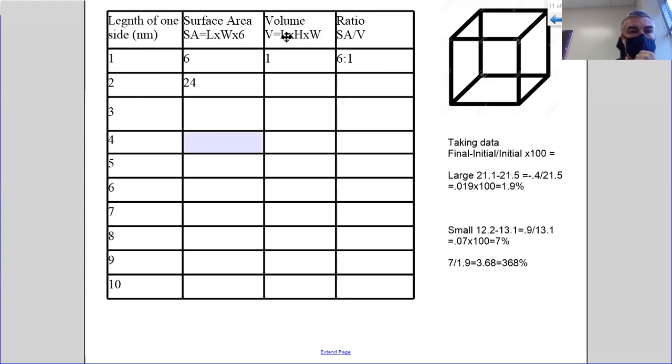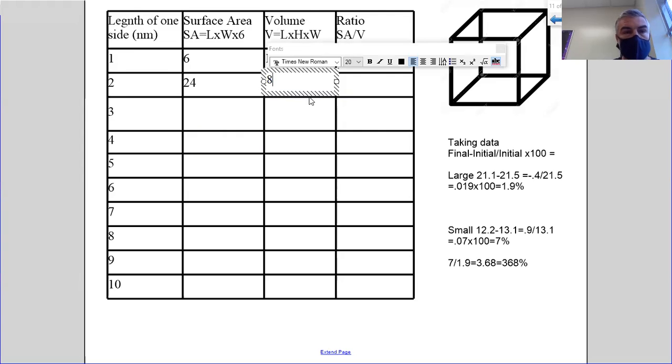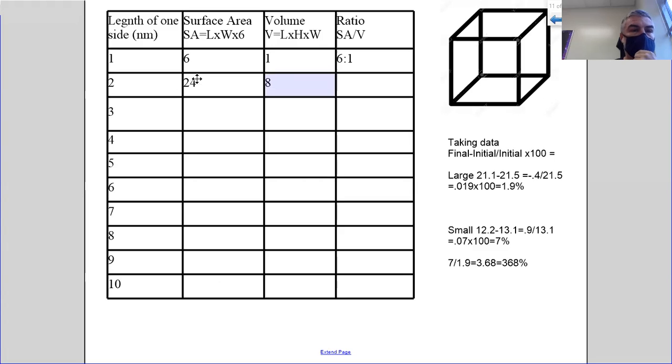Easy enough. And then length times width times height. So that's 2 times 2 is 4 times 2 is going to be 8. So now we've got our volume of our cube and the surface area of our cube. Now let's figure out the ratio.